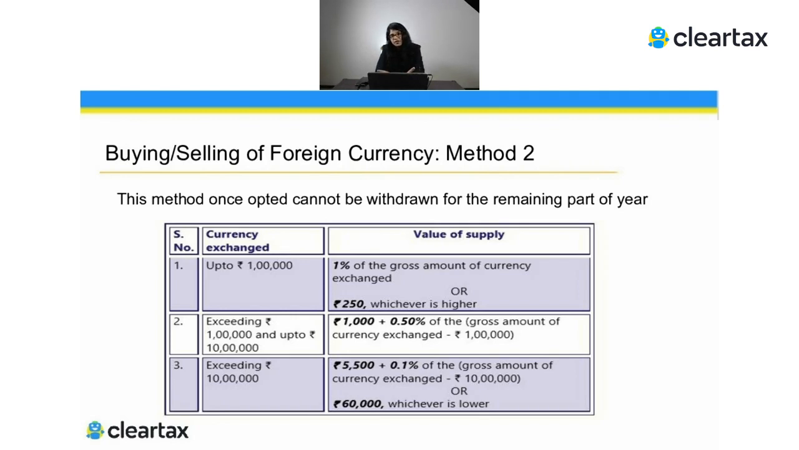So this is a slab rate which we have to use in the similar way as we also do in income tax. While we are computing the income tax, we use a slab rate. Basis that, it will tell, okay, this is my total income tax liability which I have to pay to the government. In the same way, here we have to use the slab rate and then compute what would be my transaction value if I am buying or selling the foreign currency.